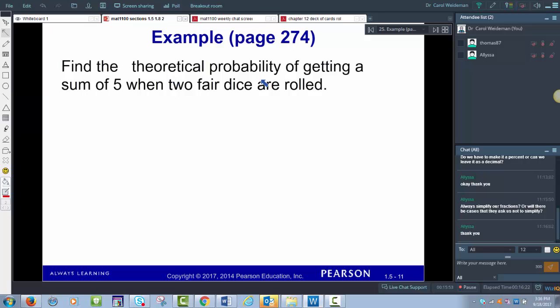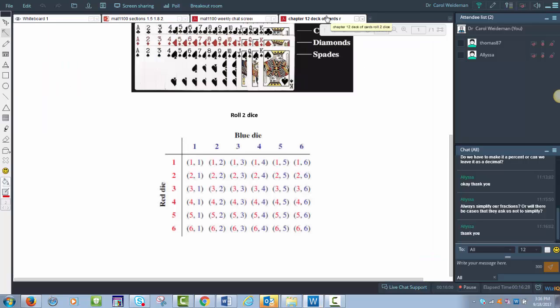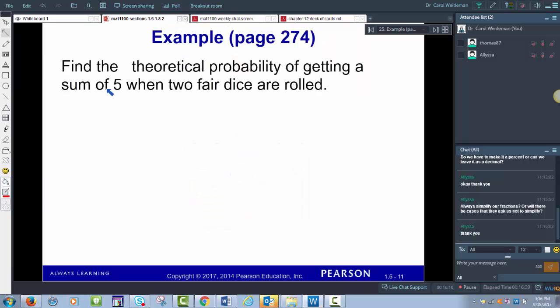But we want to get the theoretical probability of getting a sum of 5 when we roll 2 fair dice. So by the sum we mean, if we look at the faces of the 2 dice, what do the numbers add up to? So like here, 2 plus 4 is 6. 4 plus 5 is 9. And we want to know the likelihood of getting a sum of 5.